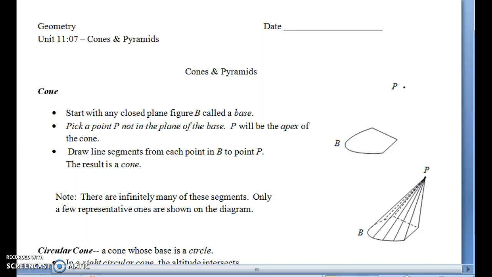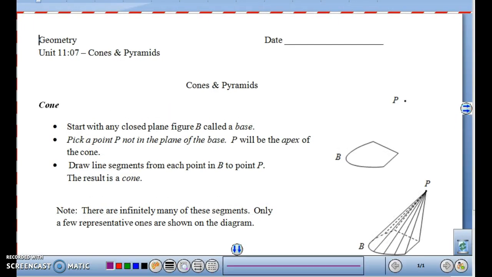This is Geometry Unit 11, Lesson 7 on cones and pyramids. Alright, let's start with a cone. A cone starts with a closed plane figure B called a base. So this is going to be our base.